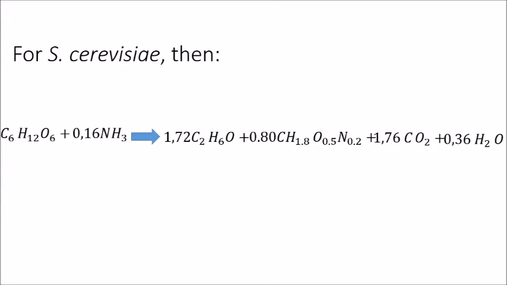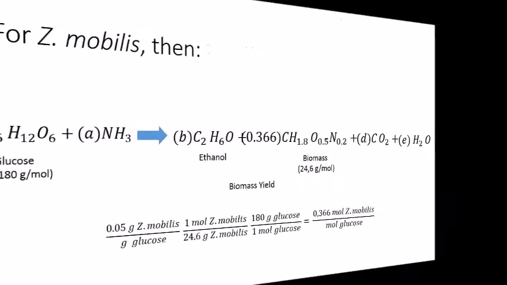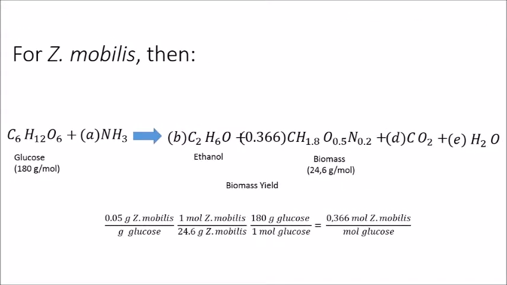Now we know the quantity of moles of ethanol produced per mole of glucose. In the case of Saccharomyces cerevisiae, it is 1.72 moles of ethanol per mole of glucose. Now we are going to find the amount of ethanol produced by Z. mobilis. To find this, we are going to follow the same steps as for Saccharomyces cerevisiae: establish the elemental balance and solve the equation system.